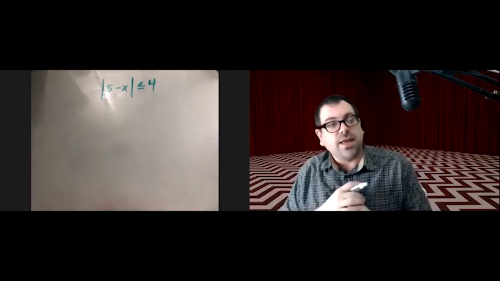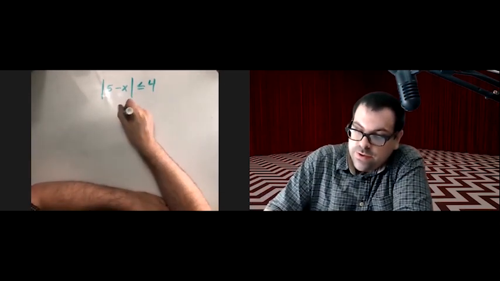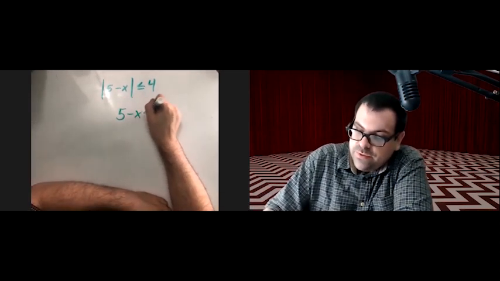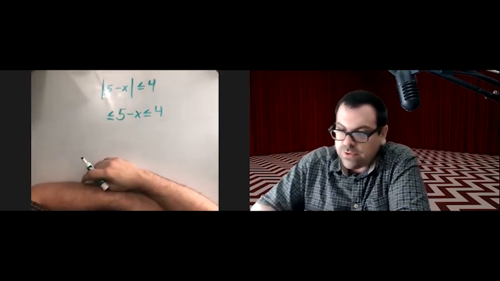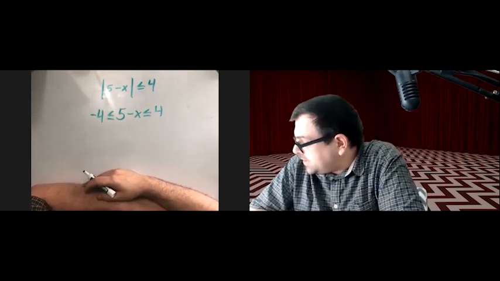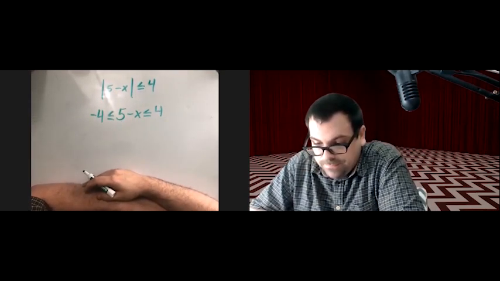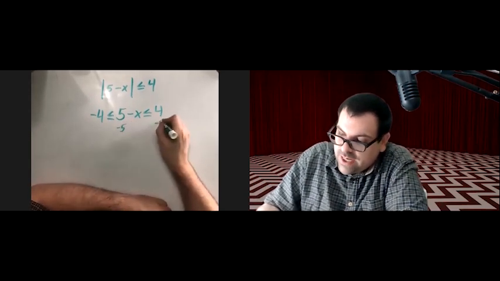It's an absolute value less than, just like we just did. So we drop the absolute value. We put another less than or equal. Put the negative version of our positive number. Subtract 5 from all of the sides.